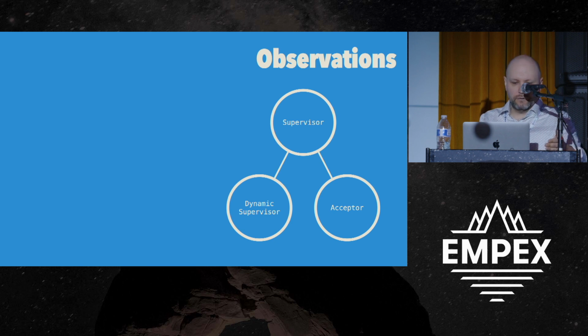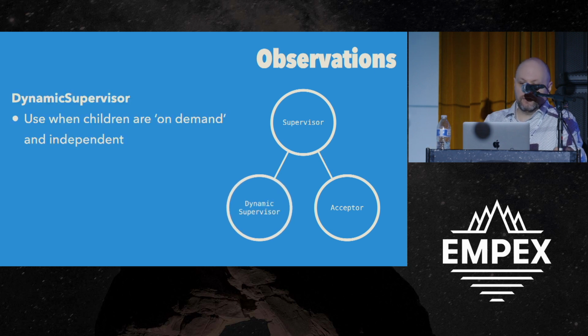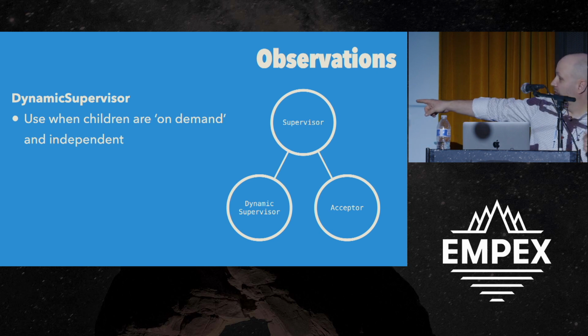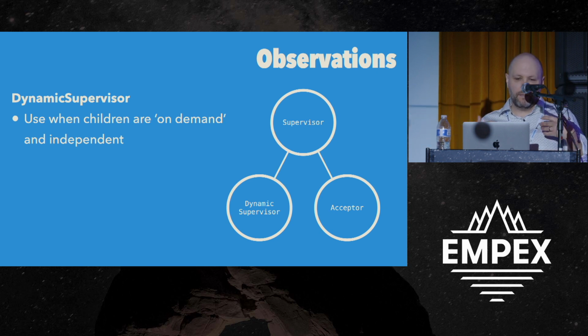So let's go and look at some observations from this, right? Because it turns out that this tree is really, really useful for being able to understand some of the subtleties of supervision and specifically the differences between supervisors and dynamic supervisors. So looking at dynamic supervisors first, hopefully the people over here can see this one. They're best used when the children that we create are on demand and they're independent. So remember what we said earlier, that HTTP connections are processed totally separate from one another?